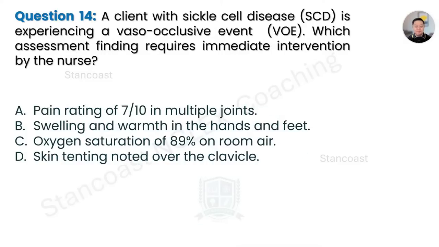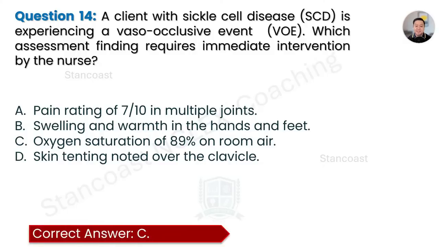Let's have number 14. A client with sickle cell disease is experiencing a vaso-occlusive event. Which assessment finding requires immediate intervention by the nurse? A. Pain rating of 7 out of 10 in multiple joints. B. Swelling and warmth in the hands and feet. C. Oxygen saturation of 89% on room air. And D. Skin tenting noted over the clavicle.